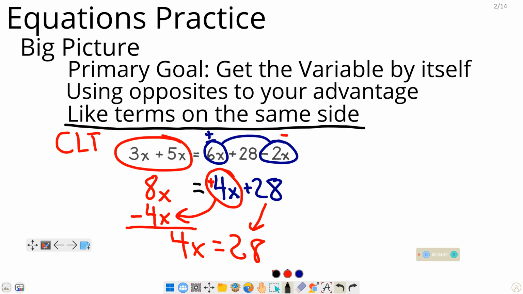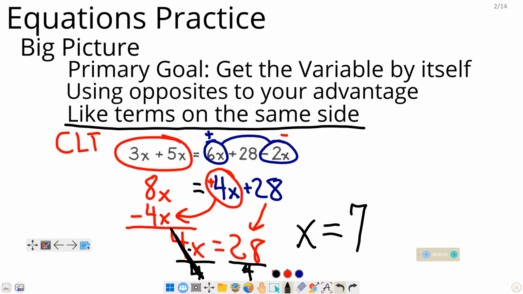Now, I can see that this 4x is connected with multiplication. My final step is a regroup. That means divide. 4 divided by 4 is the big giant 1. That's what makes it disappear. 28 divided by 4, I get my answer, x equals 7.